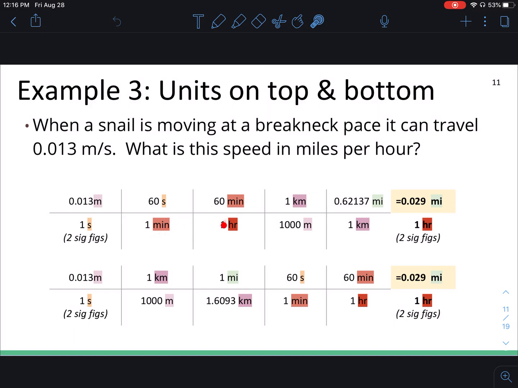Minutes to minutes, hours carries all the way through. Then I canceled out meters and meters, kilometers, kilometers, miles carry through, right? You could have also done that by starting with canceling out the distance and ending with the time, just like I did down here. So meters, meters, kilometers, kilometers, miles carry through, seconds, seconds, minutes, minutes, hours carry through. All right, moving on.